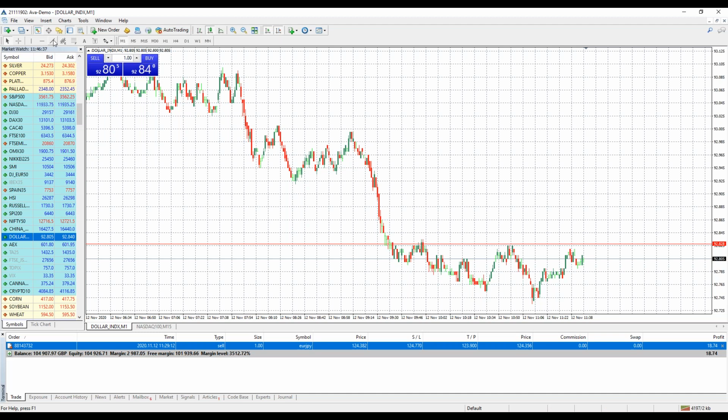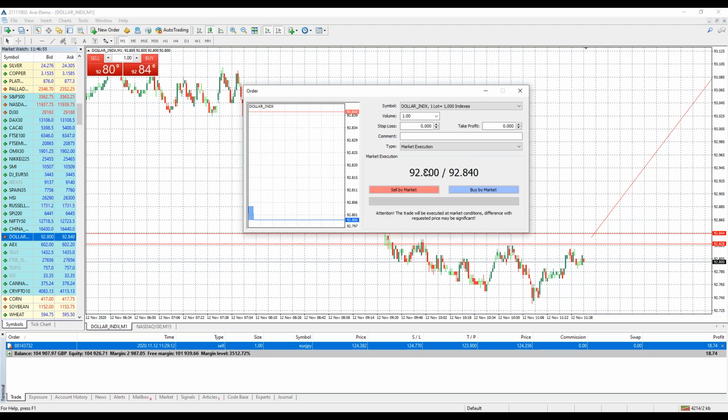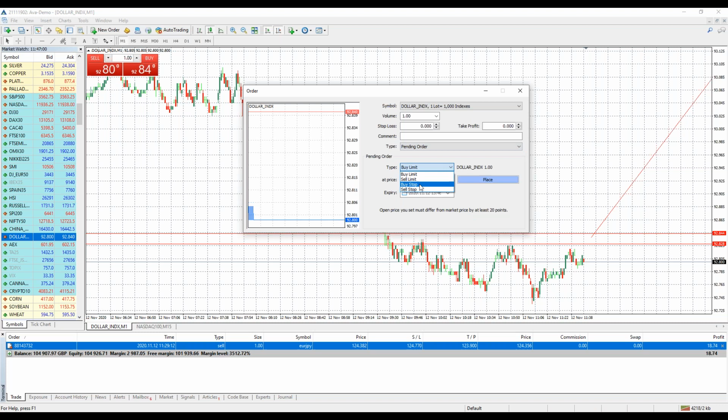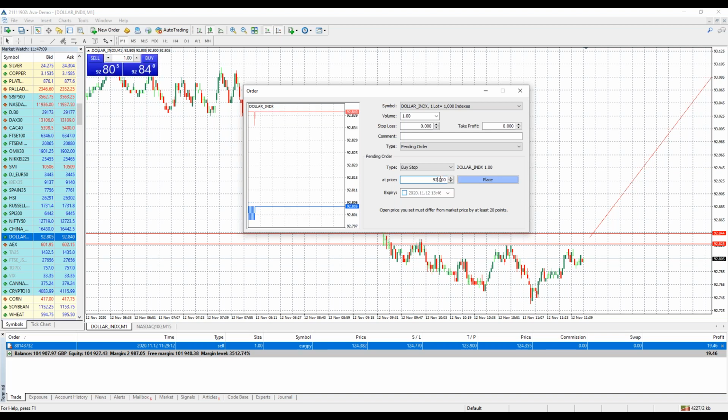So if the dollar index is going to strengthen, shouldn't it have enough momentum to break this resistance on the 1-minute candles? So you could put a pending order up here. If the dollar index hits 92.85, then buy, right? Pending order, buy stop, buys from a higher point. If the dollar indeed is going to strengthen, it should hit, let's say, 92.86. If it hits 92.86, then I want to buy.